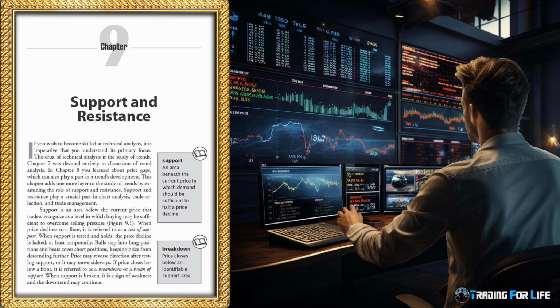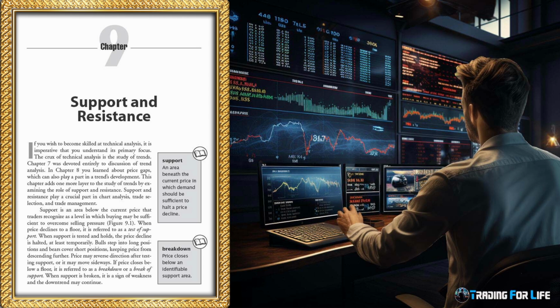Chapter 9. Support and Resistance. If you wish to become skilled at technical analysis, it is imperative that you understand its primary focus. The crux of technical analysis is the study of trends. Chapter 7 was devoted entirely to discussion of trend analysis. In Chapter 8, you learned about price gaps, which can also play a part in a trend's development. This chapter adds one more layer to the study of trends by examining the role of support and resistance.